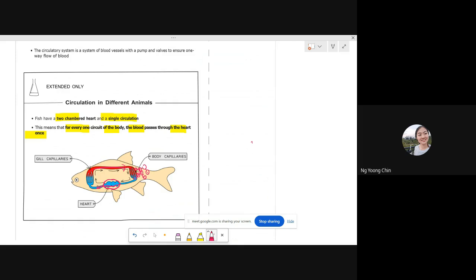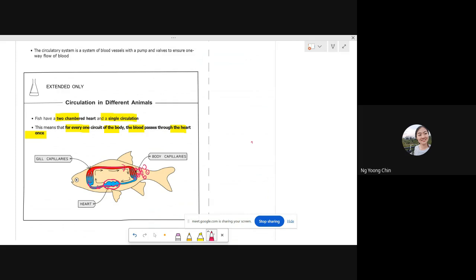They will enter into the heart. Okay, so the heart will pump the deoxygenated blood into the gill capillary. The gill capillaries are located on the gill filaments. I think you have looked at the gill filament of a fish before, right? On the gill filaments, there are a lot of blood vessels, a lot of gill capillaries.